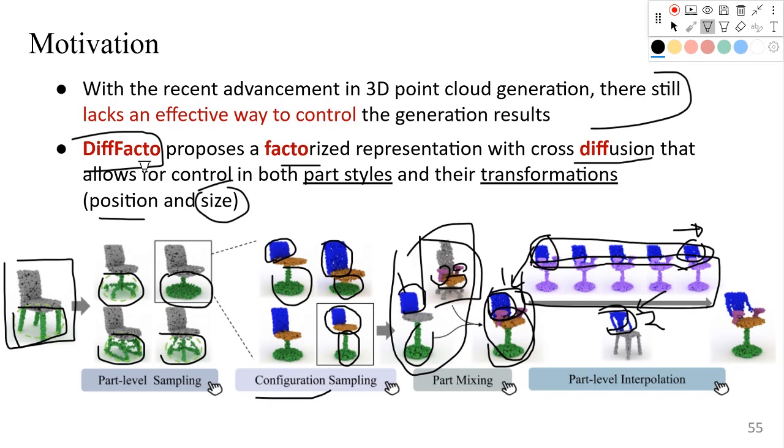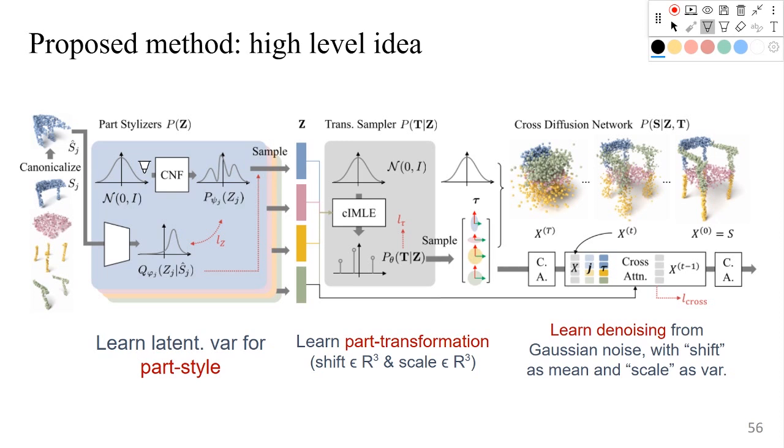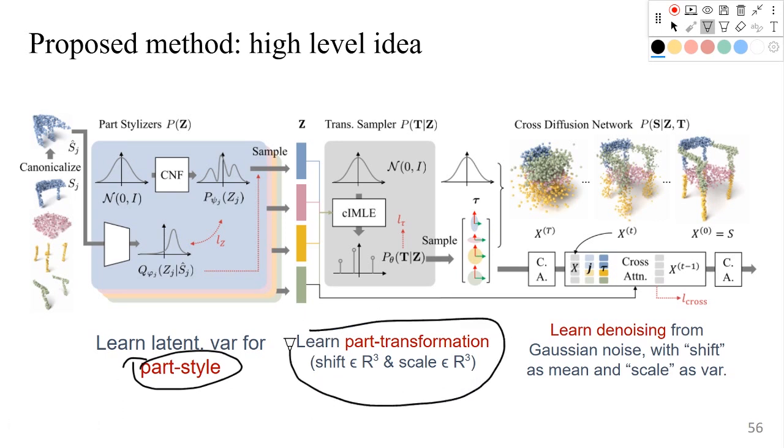I think this is a very interesting generative method in the point cloud data domain. Let's see the high-level idea of this method first. To achieve this controllability, they decompose into two aspects. The first aspect is the part style. This is the aspect with which we can control the style of the part. And the other aspect is the transformations, which is the size of the part for every shape here.